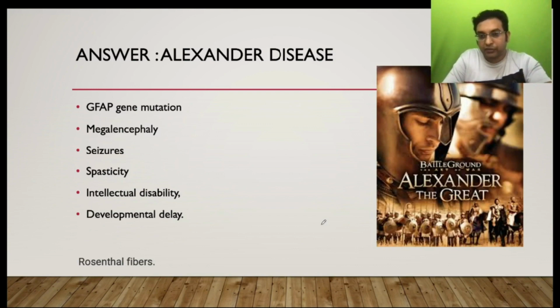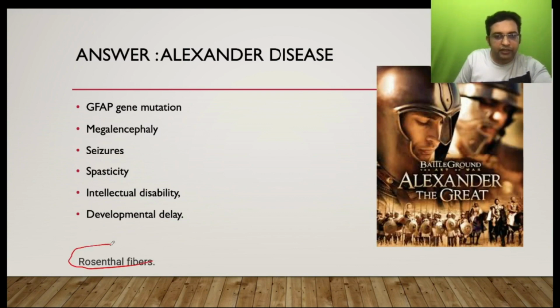Which are the different types? What does leukodystrophy mean? Alexander disease is one of them. It is associated with megalencephaly or macrocephaly, which I discussed in one of the previous slides. It is associated with a GFAP gene mutation, glial fibrillary acidic protein, and it is associated with seizures, spasticity, mental retardation, and developmental delay. You should know one more thing, that it has something called Rosenthal fibers.